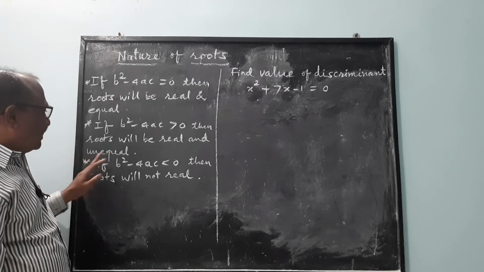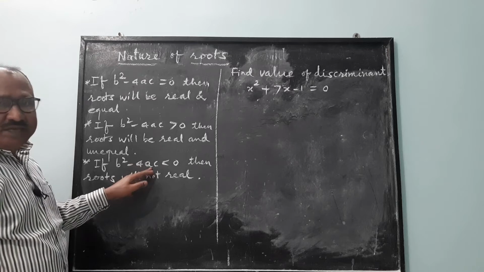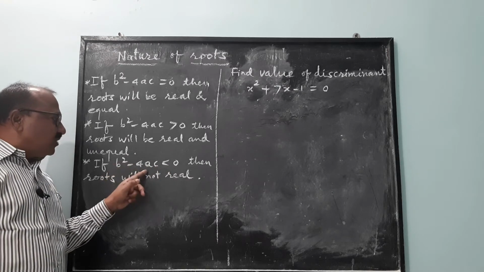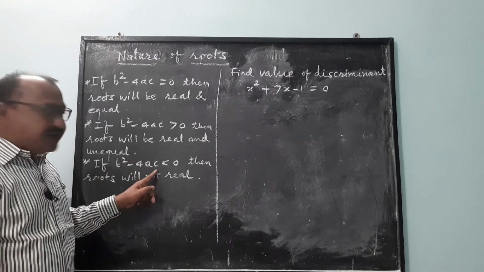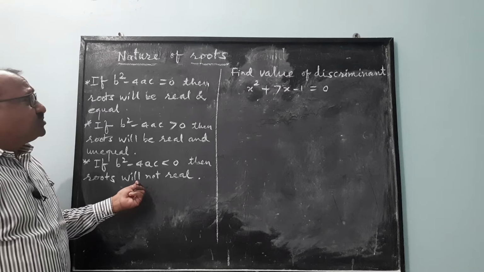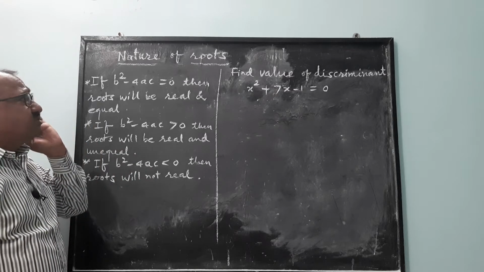And if b square minus 4ac is less than 0, means if you are getting value of b square minus 4ac as a negative value, then roots will be not real. So in this way you can get nature of roots.